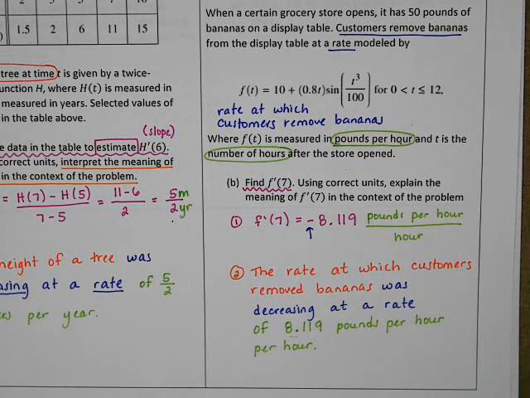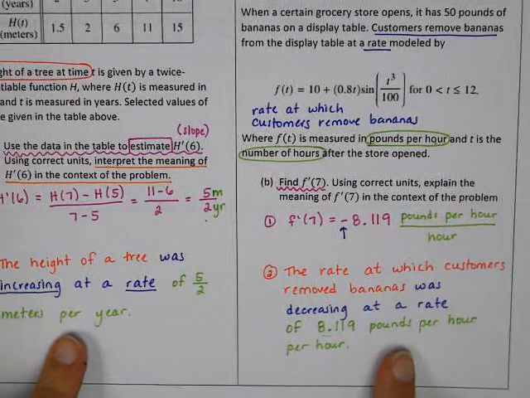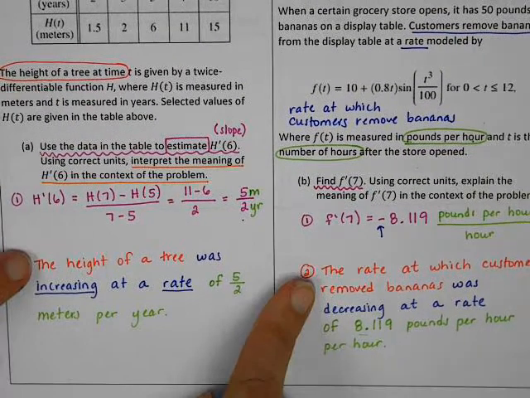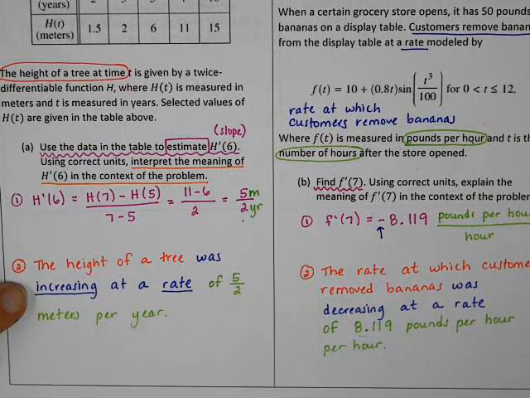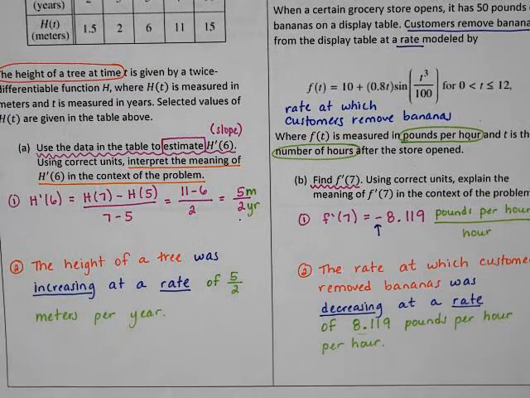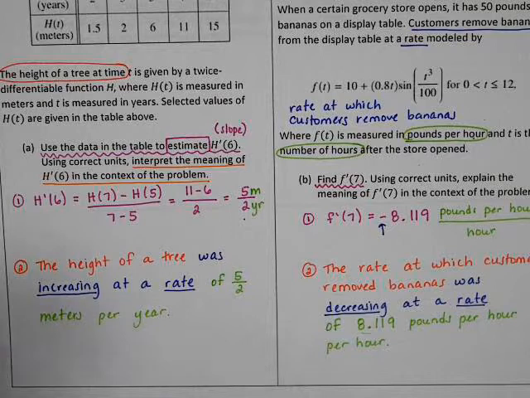So if you'll pay attention to the explanations here, the setup is kind of the same. What did we calculate? Using the word increasing and rate or decreasing and rate, because we're finding a derivative, which is a rate, and decreasing tells me my rate was positive or my rate was negative. Decreasing or increasing. And then here's what I calculated, and here are my units.